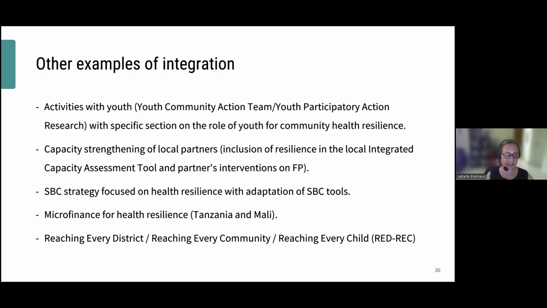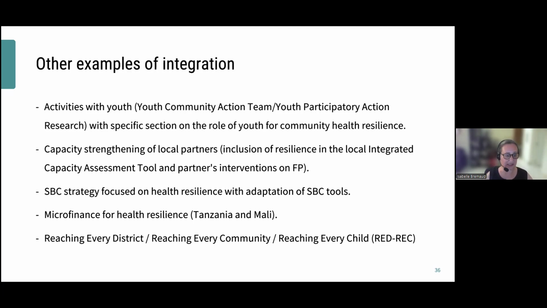Another very interesting intervention we're working on in Tanzania and Mali is microfinance for health resilience at community level. So it's complementing very well the community-led action planning for health resilience, the work with the community health workers, but also linked with health facility EPRPs as well.